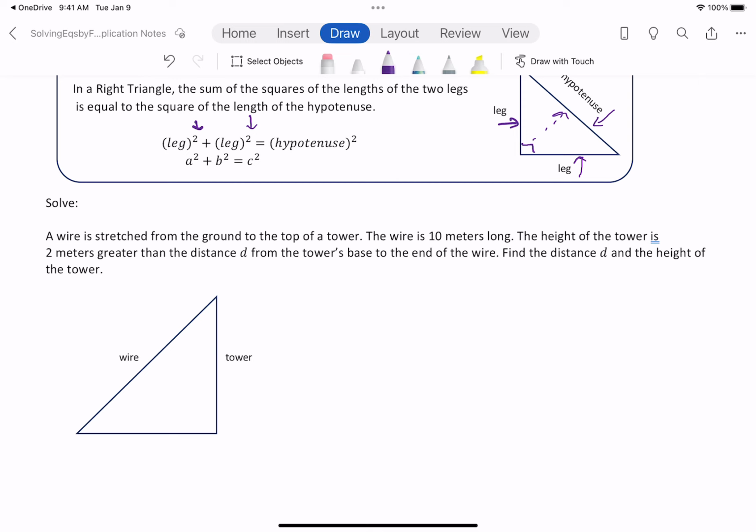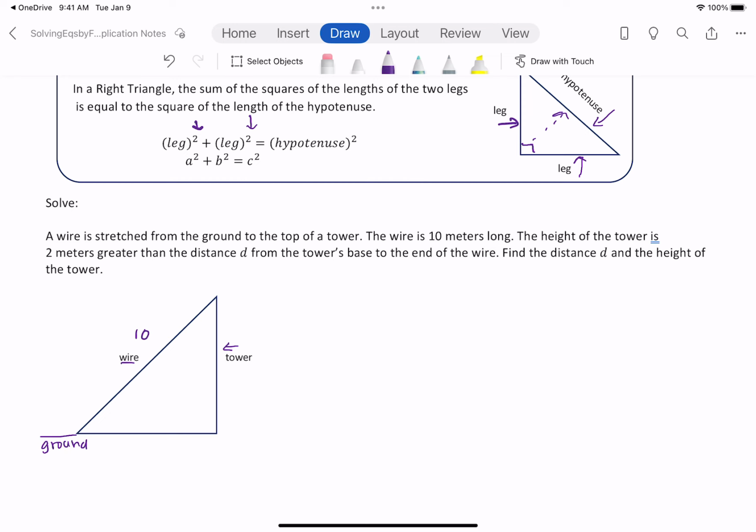We have a wire stretched from the ground to the top of the tower. So this is my ground down here. This is my wire. It tells me that the wire is 10 meters long. Then we have a tower, which is represented by this straight up and down side. It says it is 2 meters greater than the distance d from the tower's base to the end of the wire. That's a mouthful, right?